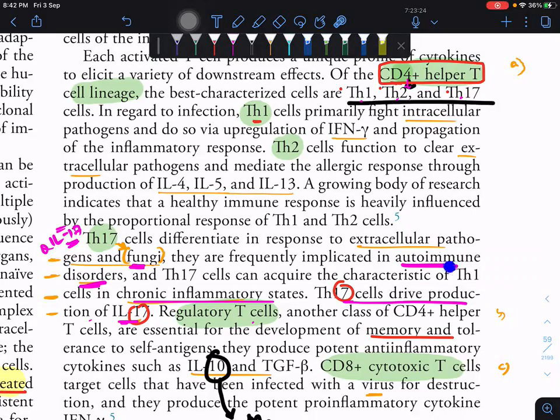So you can be asked this MCQ: which of the following CD4 cells is involved in the autoimmune process? It's the TH17 cell, the 17 subtype of CD4 T cells, and it's involved in the production of interleukin 17. So the mnemonic is 17-17. The TH17 cell is involved in the production of interleukin 17.